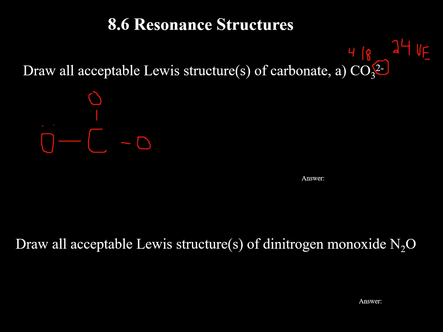1, 2, I'm starting on the left, 3, 4, 5, 6, 7, 8, we'll go above, 9, 10, 11, 12, 13, 14, 15, 16, and go to the right, 17, 18, 19, 20, 21, 22. We're going to add a double bond here to use up our 23 and 24 so that the carbon gets 8 valence electrons. We need to indicate that it is a 2- charge.